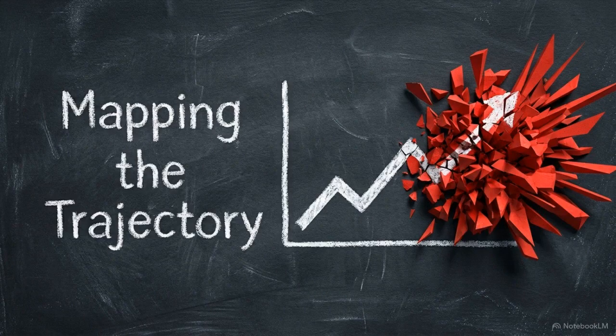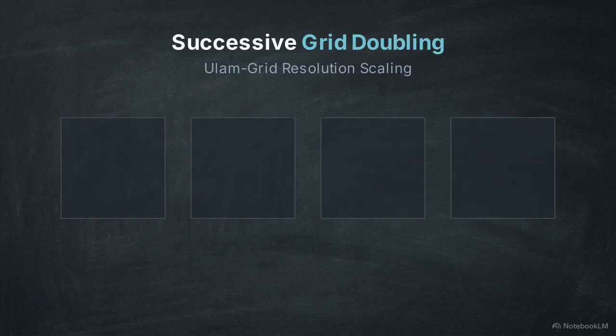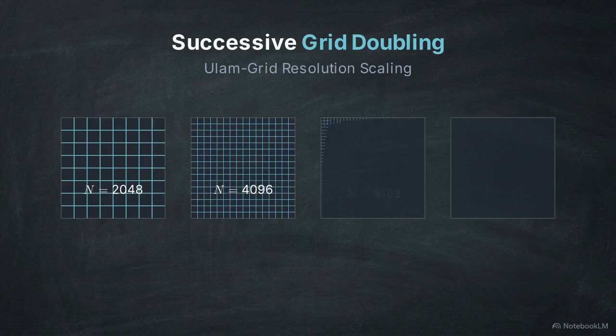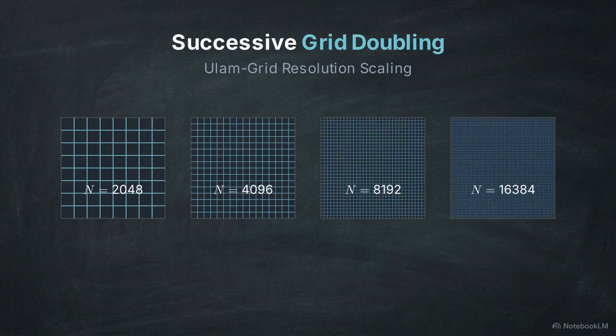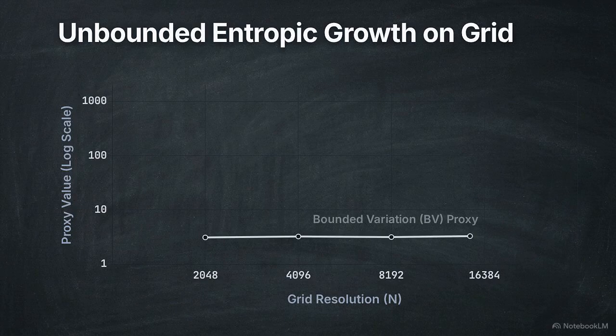The first phase of this test requires mapping the exact trajectory of the anomaly as we systematically increase the resolution. We extract data across 4 executed Ulam-grid doublings, n equals 2048, 4096, 8192, and 16384. This log-log chart maps our baseline behavior. The bounded variation proxy remains tightly constrained. As resolution doubles, data points never leave this narrow band between 3.10 and 3.35.